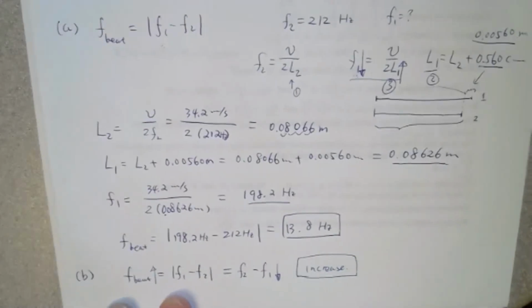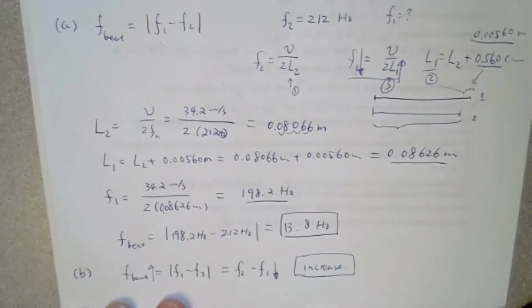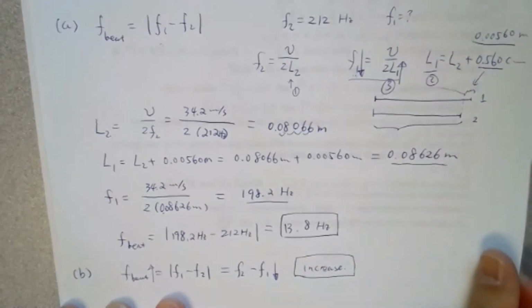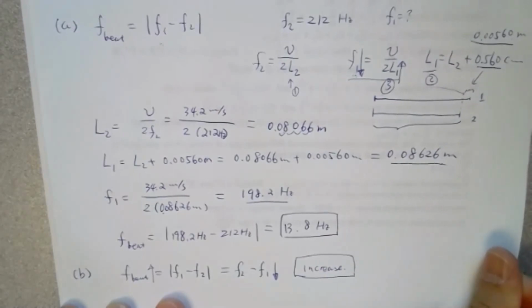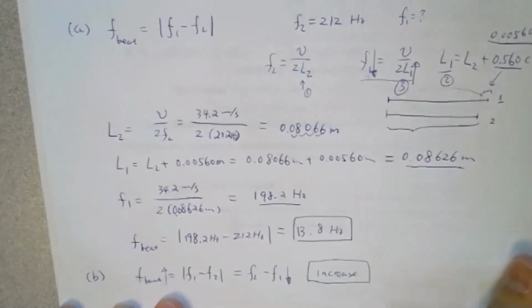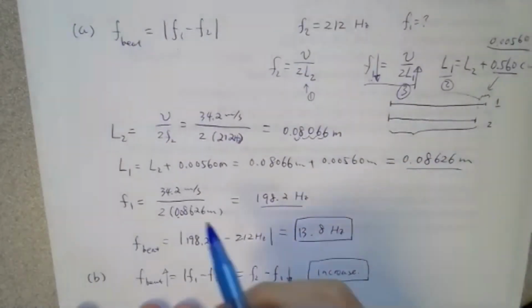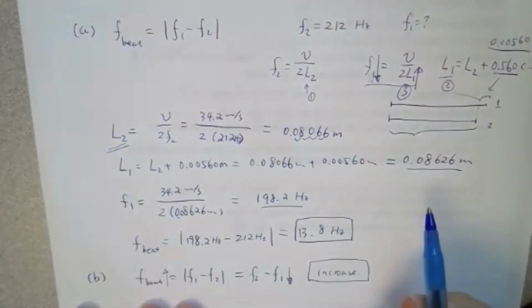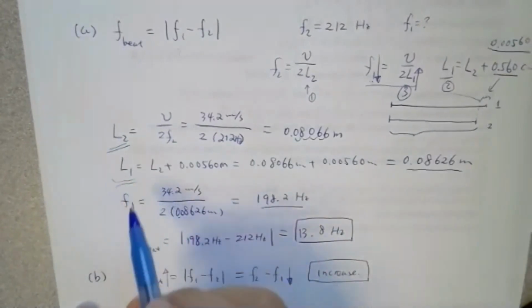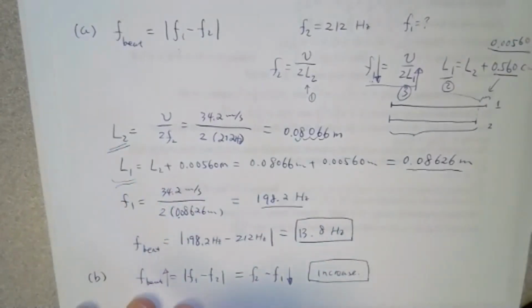If the length increases on string 1, then the beat frequency will increase, okay? Now it's asking, if the difference is 0.761 centimeters, what will be the beat frequency? So we can calculate that, okay? We can use the L2 we already have. We can just calculate the new L1, because that's the one that has the length change. We'll then have the new F1, and then we can calculate the new beat frequency, okay?